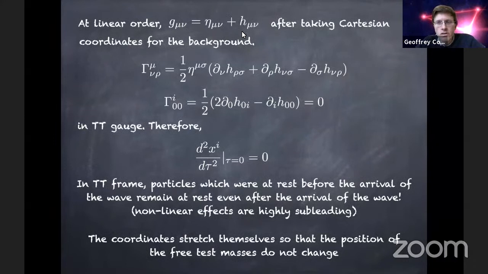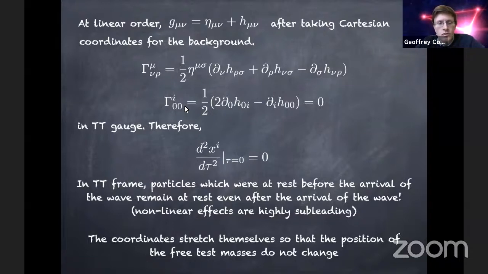So now we look at our metric in TT gauge. We look at the metric, it's Minkowski plus a deviation. So this background Christoffel symbol, what is its value at linear order? We expand like we did in the earlier exercise. At zeroth order, gamma is zero because the derivative acting on eta is zero, just a bunch of zeros and one and minus one. So at linear order it is only given by this term.